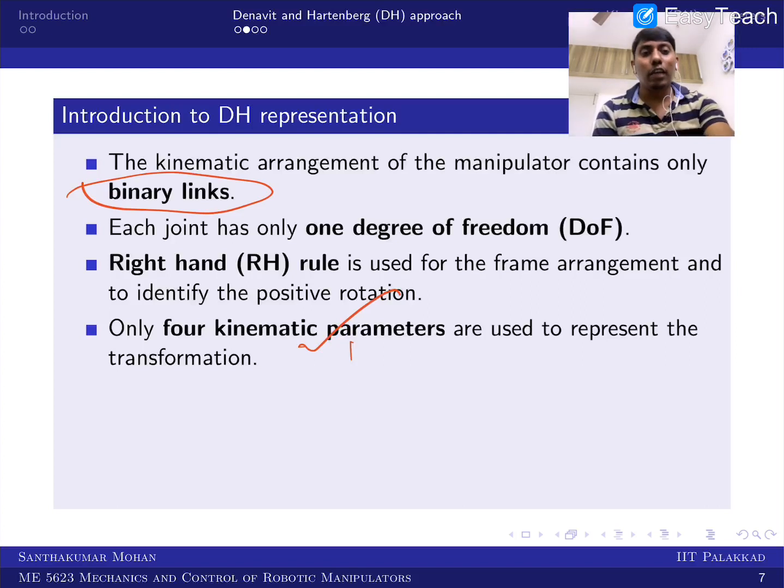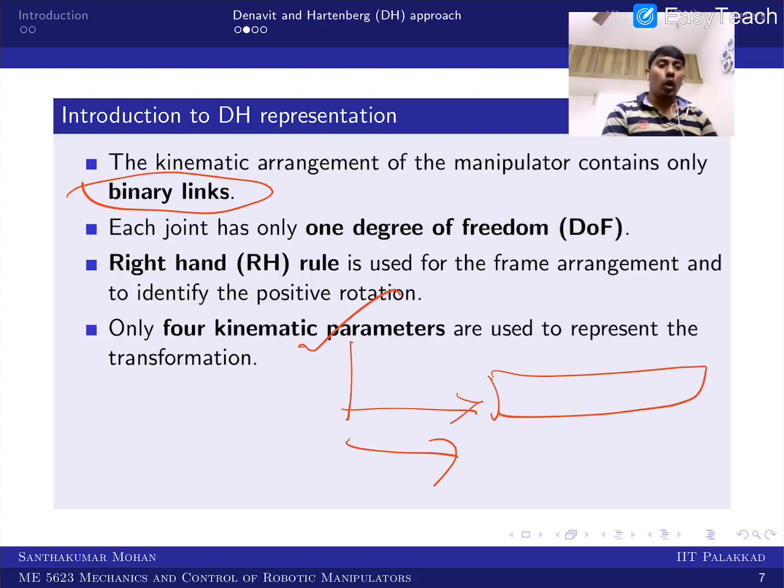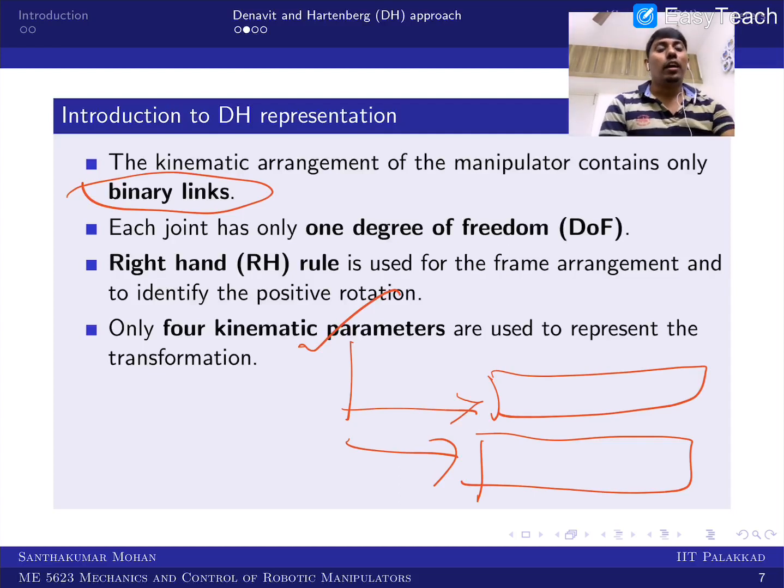These 4 kinematic parameters, as Denavit-Hartenberg has done, are further divided into two subsets. 2 of the parameters are associated with the joints, in the sense of link information. The 2 other parameters are associated with the links, so it is a joint parameter. The information about 2 adjacent links would be given in the joint parameter. The information about 2 adjacent joints would be given in the link parameters. That is what they have done.